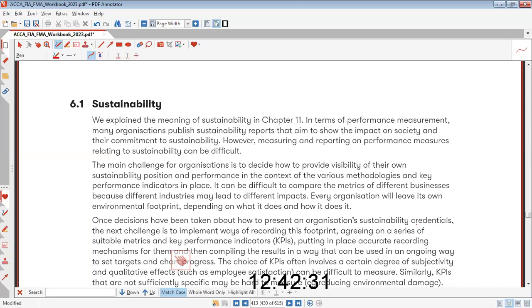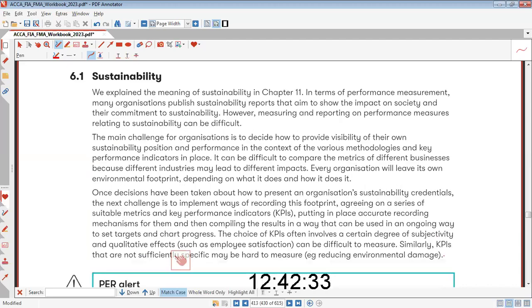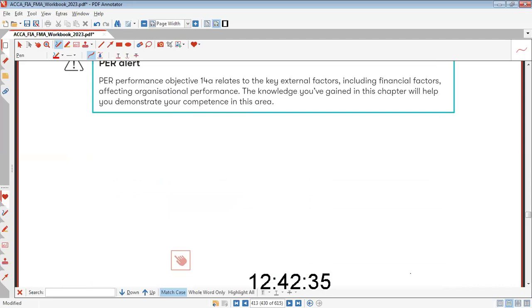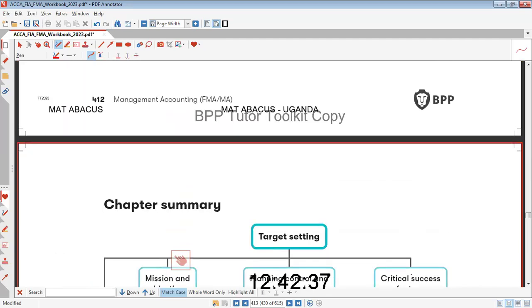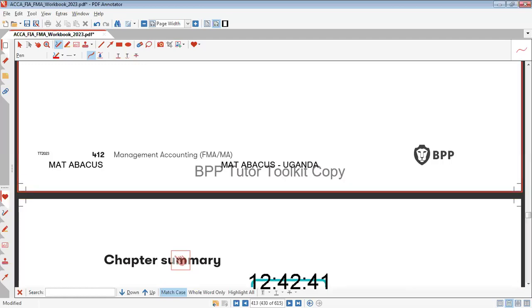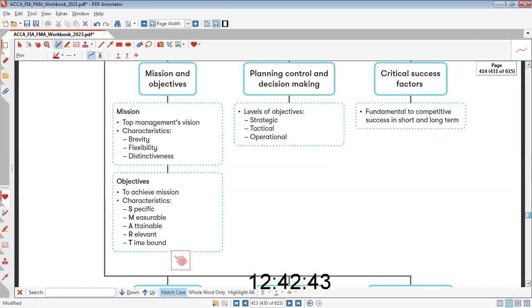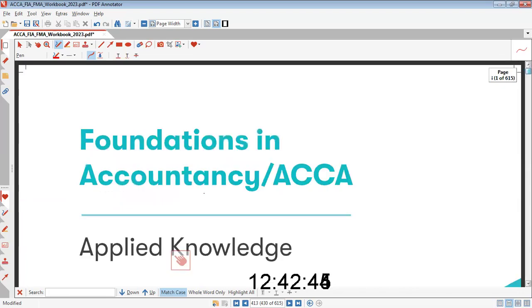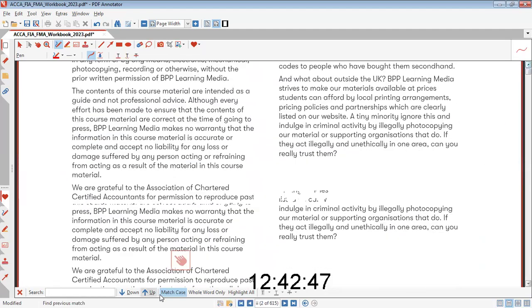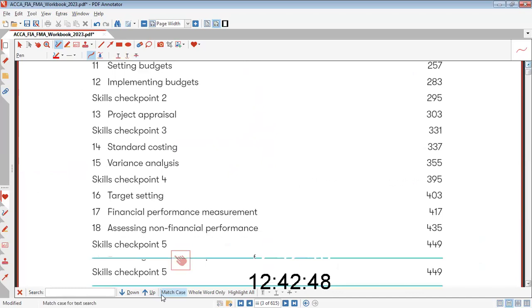I don't want to go beyond. You said just end at 45. And today, I just don't want to go beyond that. That completes target setting. So that sets us for the final class, which is next Friday: financial performance measurement and assessing non-financial performance.